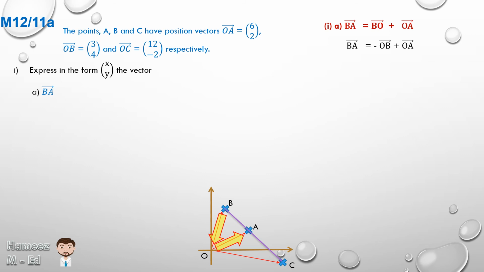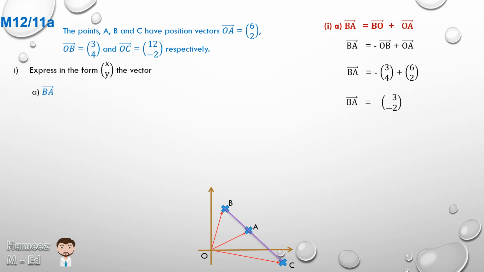And we can substitute. So BA is equal to minus (3, 4) plus (6, 2). And we can solve, let's work out the top. Minus 3 plus 6 is equal to 3. And the y values, minus 4 plus 2 is equal to minus 2. So BA is equal to (3, -2). That means that if we're moving from B to A, we move 3 units to the right and 2 units down. And our sketch shows that general area.